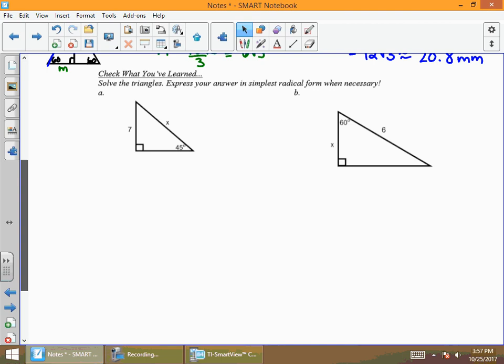So right now, if you want to pause the video, you may pause the video and do the check what you've learned and check and see. You do have one 45-45-90 triangle and the other one is a 30-60-90. So go ahead and press pause and give them both a shot.